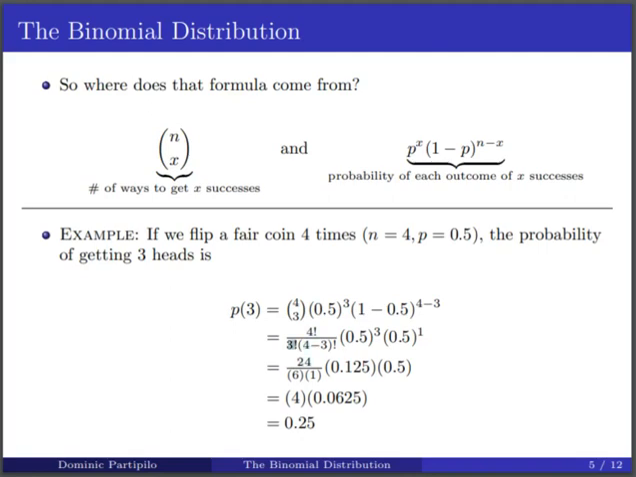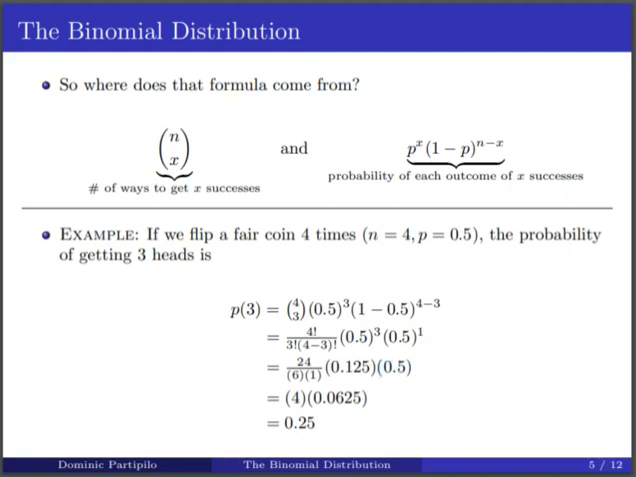3 factorial is 3 times 2 times 1, which is 6, and then 4 minus 3 is 1. 1 factorial is just 1. So this is going to be 24 over 6 times 1. And then the rest of this, we have 0.5 to the third, which ends up being 0.125, times 0.5, because 0.5 to the 1 is 0.5.